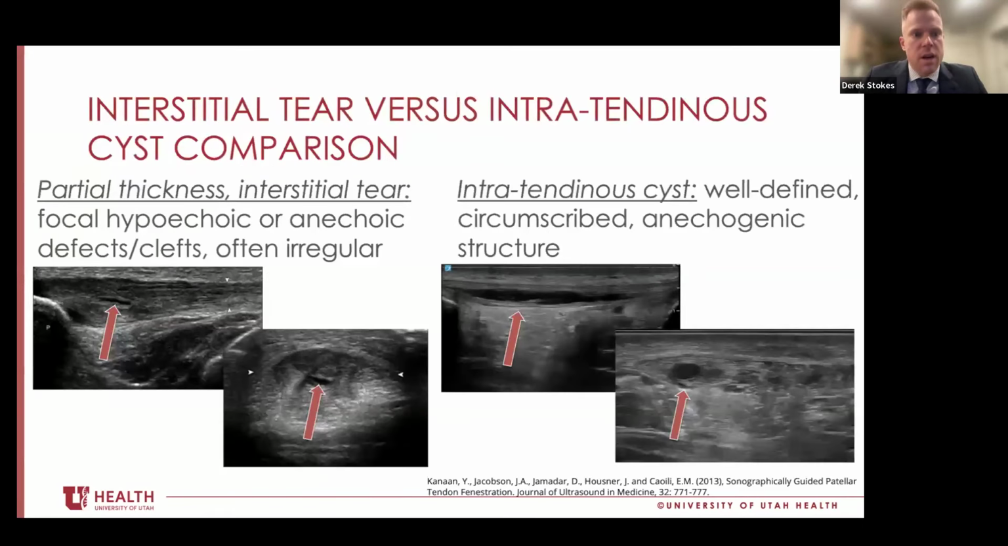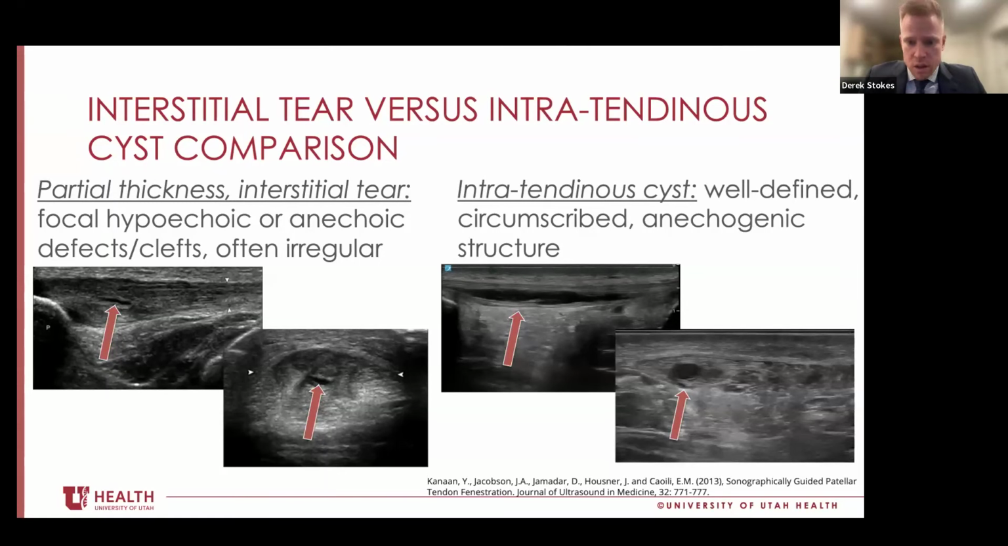A quick comparison slide here looking at the difference between interstitial tears versus intra-tendinous cysts. We have pictures from a publication by Jacobson on the left and then our case on the right. Jacobson and his group described partial thickness interstitial tears as focal, hypoechoic, or anechoic defects or clefts that are often irregular and surrounded by the tendinopathic changes that we've described throughout the presentation. This specific publication, obviously you can see it very easily, but they're often not quite as discrete as this.